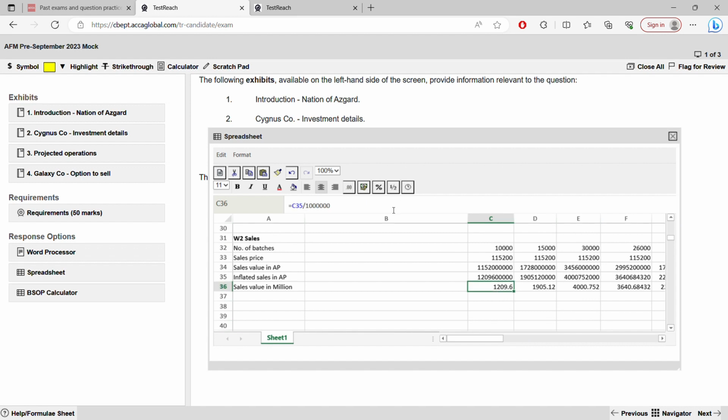Same way, if you would have to take this in thousands, just divide it by 1000. That's it. This is the technique. At least learn the technique. Whether you put it in millions or not is not a big deal.